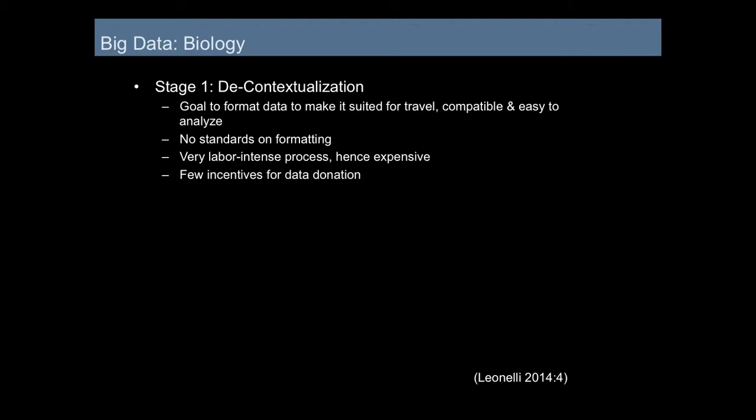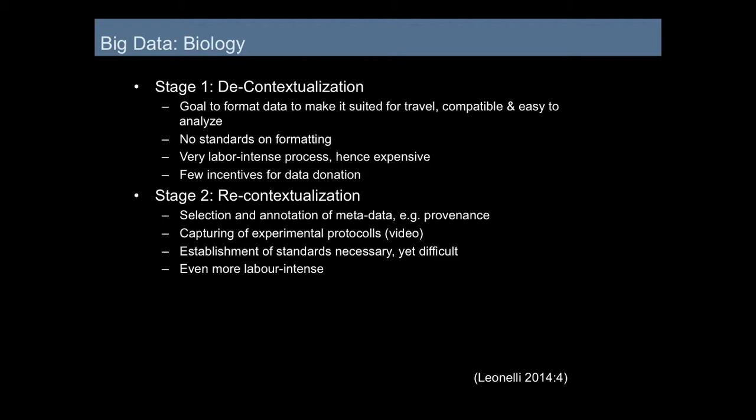The second stage, of course, on the side now of the database, is to recontextualize the data that they have received. That means they need to select and annotate metadata, for instance, regarding the provenance of the data. Sometimes it will be necessary to capture the experimental protocols, and since this is very difficult sometimes and needs to be very specific, video formats may need to be used. Here again, the establishment of standards is very necessary, but difficult again, and this process is even more labor-intense than the previous stage 1 decontextualization.